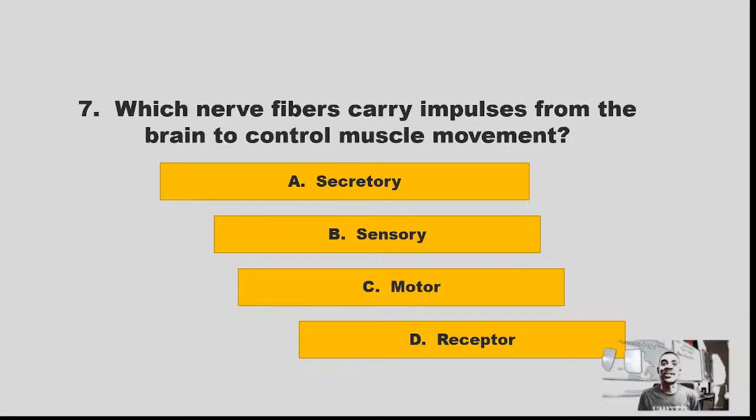Let's go to the next question. Which nerve fibers carry impulses from the brain to control muscle movement? Here are your answers. Is it secretory, sensory, motor, or receptor? This one's not easy. If you chose C, motor, then you are correct. Good job. You're doing great.